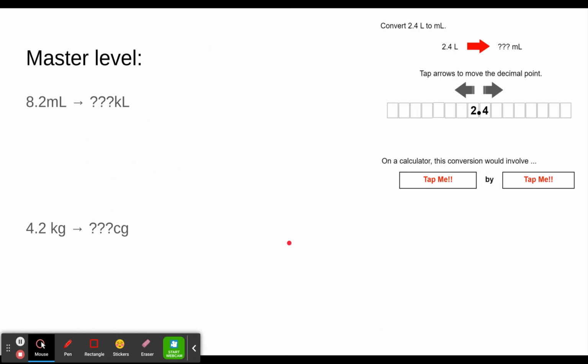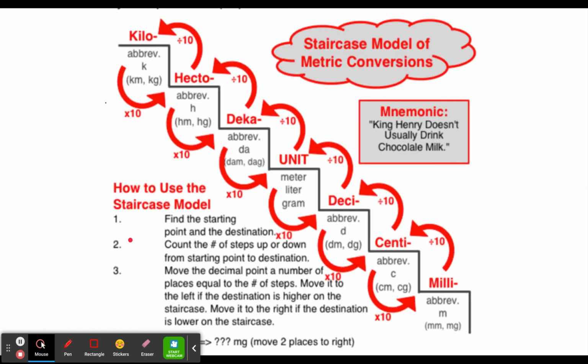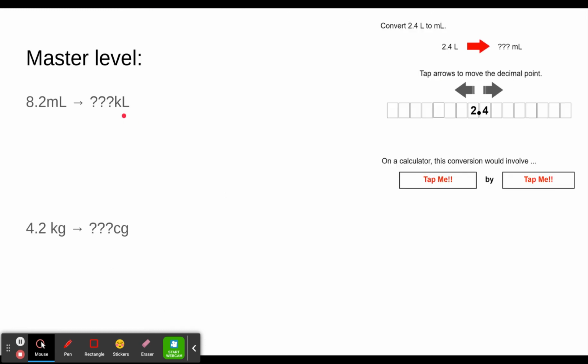We're going from kilo to centi. So we start up here at kilo. We go 1, 2, 3, 4, 5, and that lands us at centi. Okay, each one is times 10. So 5 times, we're going to times 10.